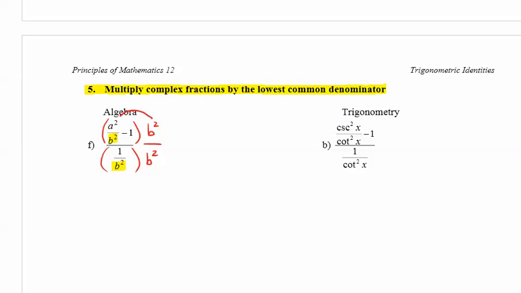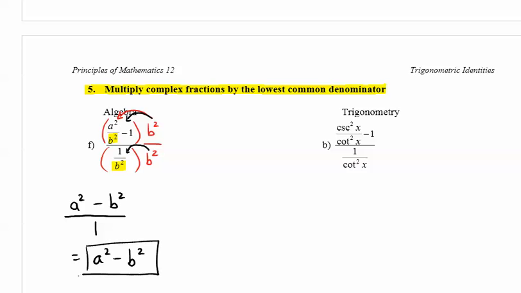So b squared times a squared over b squared is just a squared. b squared times negative 1 is negative b squared. b squared times 1 over b squared is b squared over b squared, which is 1. So that's a very quick way to simplify a complex fraction. And you can also do that in trigonometry.